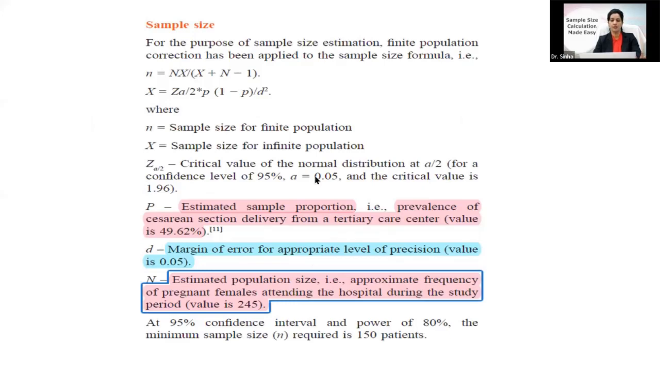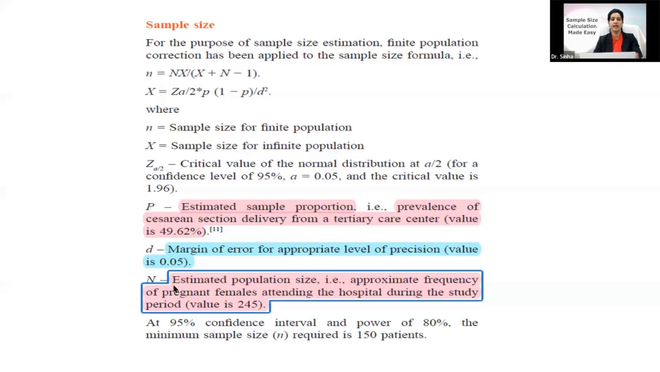So you just see this colored portion. So this colored portion is the estimated proportion. So this estimated proportion you can see here, this is the prevalence of cesarean delivery, and he has taken this reference 11. So this author has used a published literature to see the value of his outcome variable. So he or she has taken 49.62. So that is the proportion, and margin of error he has taken as 0.05. So 5% he has converted into decimal and it is 0.05.